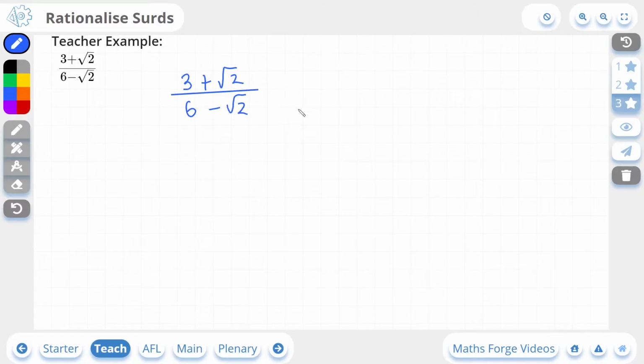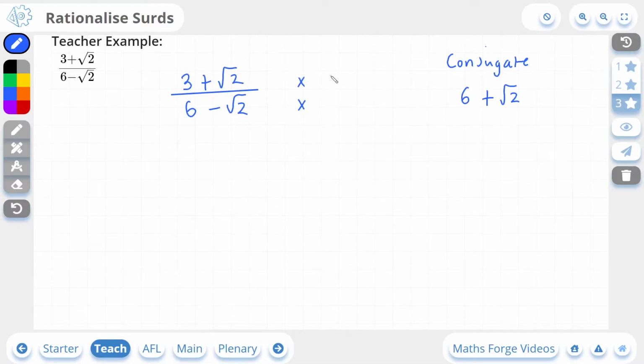For the 3-star examples, you're going to want to multiply the numerator and the denominator by the conjugate of the denominator. And I'll tell you what this means. The conjugate is the exact same expression, but instead of a minus in the central region here, we put a plus. So the conjugate of this denominator here, 6 minus root 2, is going to be 6 plus root 2. And you'll see why in a few steps we multiply by the conjugate.